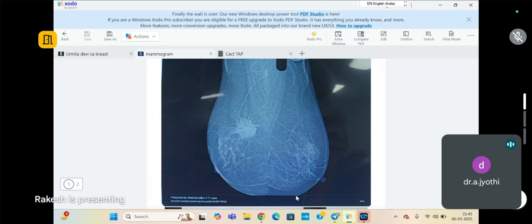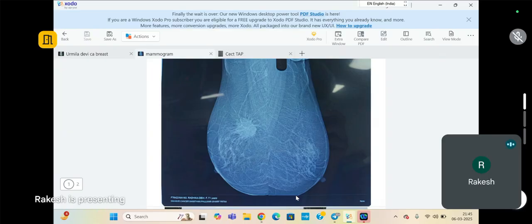So what about next imaging? What do you want to do? Ultrasound and mammogram are done. What is the clinical staging of your lesion? Clinical T4B, N0, MX. So it's not an early lesion, right? Yes, ma'am.